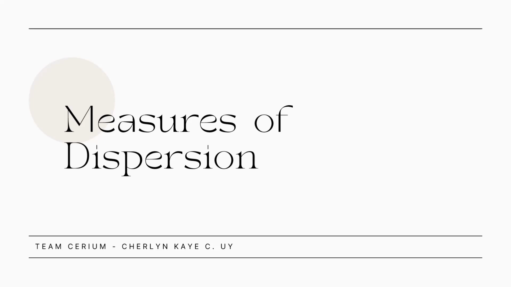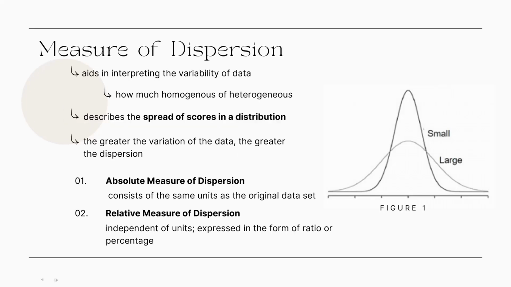And now I'll be discussing measures of dispersion. As discussed in the previous topic, the measure of central tendency pertains to the measures of the center of a distribution of scores. Meanwhile, the measures of dispersion, or the measure of variability, describes the spread of scores in a distribution, wherein the more spread out the scores are, the higher the dispersion or spread.